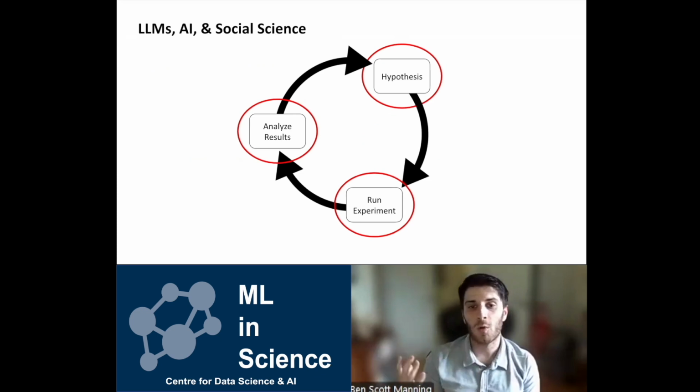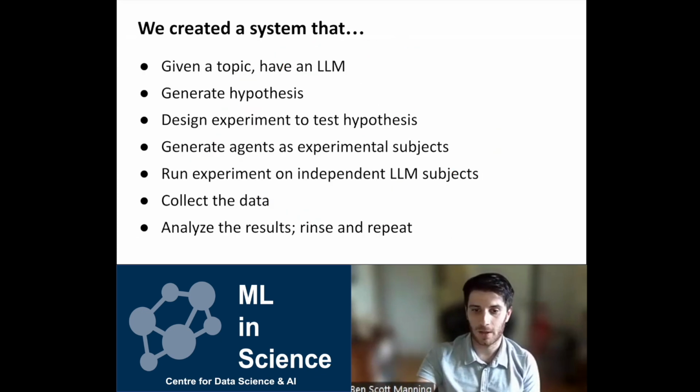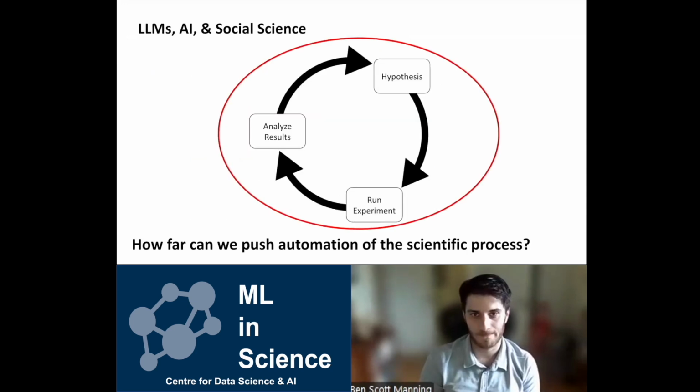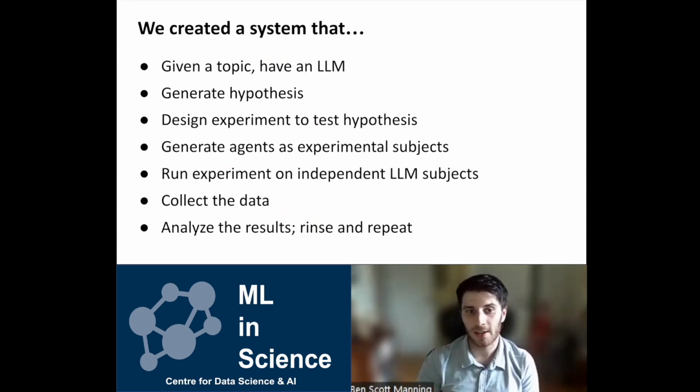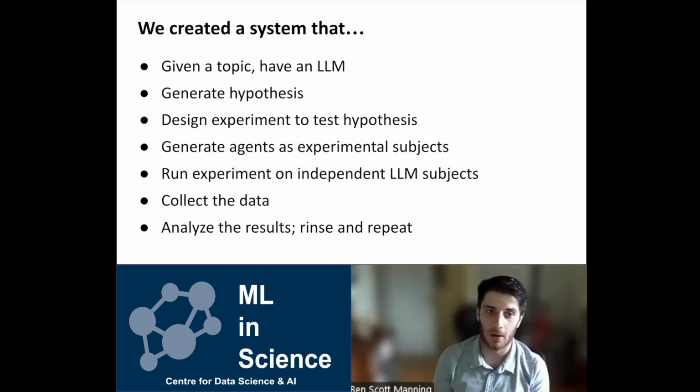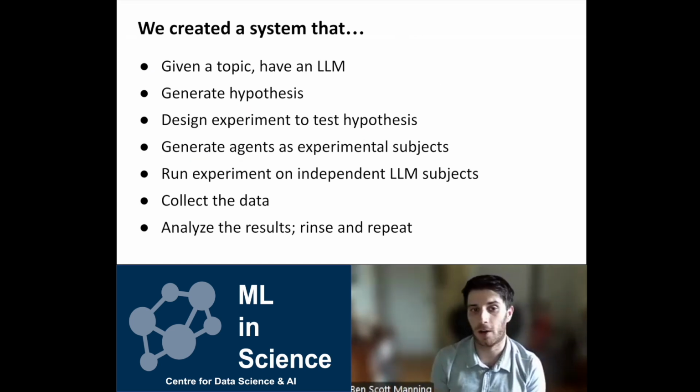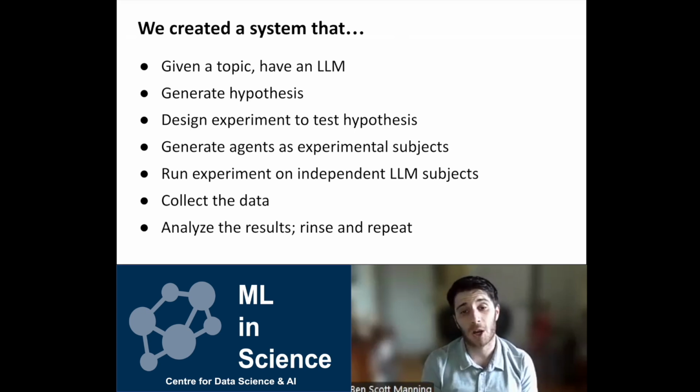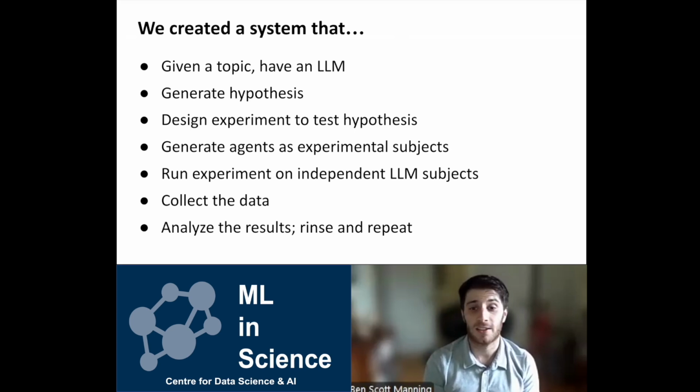And so we wanted to create a proof of principle system to see how far we can push this automation. So that's what we did. We created a system in Python and using large language models that, given some social science scenario or topic, uses large language models to generate hypotheses, design experiments to test these hypotheses, generates agents like the ones I've showed you so far as subjects, and then runs experiments on independent LLMs acting as these agents, then automatically collects the data and analyzes the results, all without humans involved in the loop at any step.